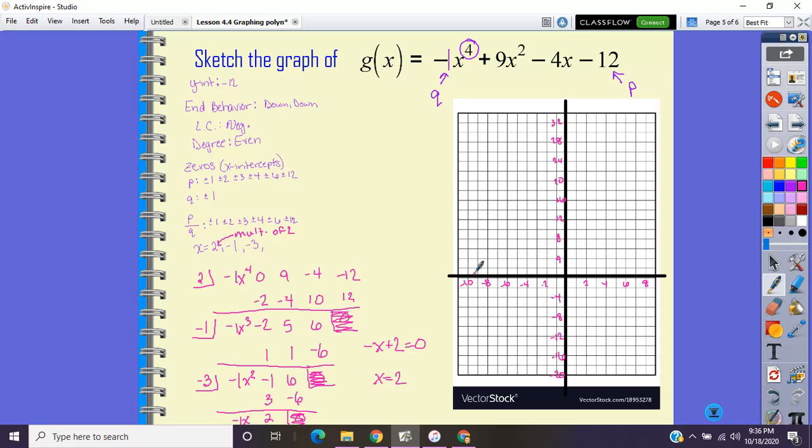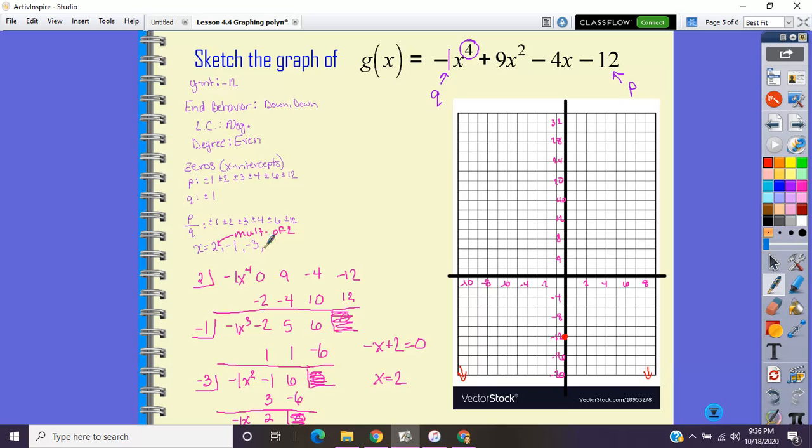All right, let's actually graph this. Let's graph all the things that we have and put it all together. So our y-intercept is -12. Our end behavior is down, down. That means on this end, I should be going down, and on this end, I should be going down.